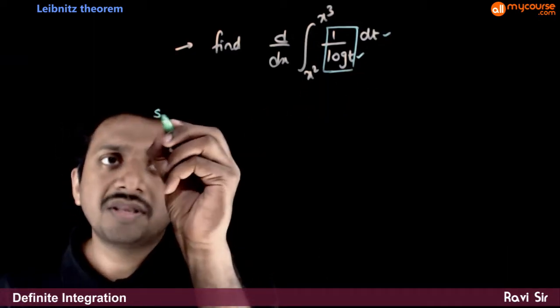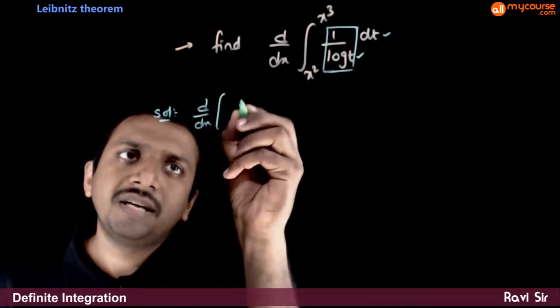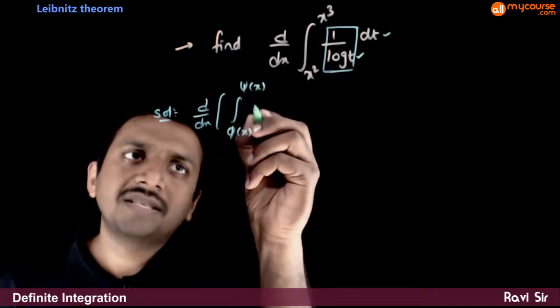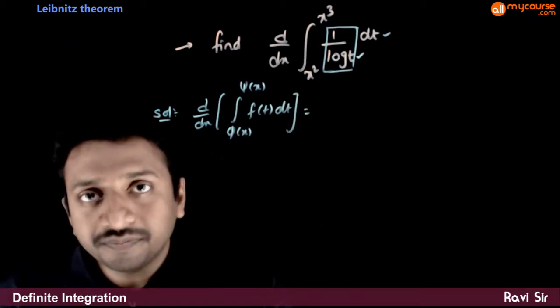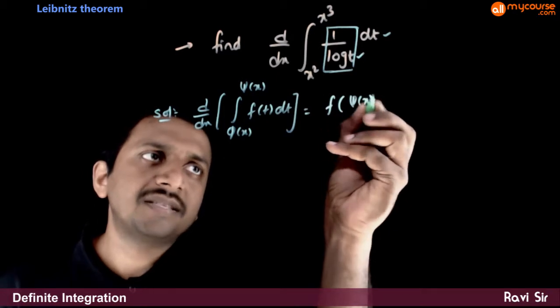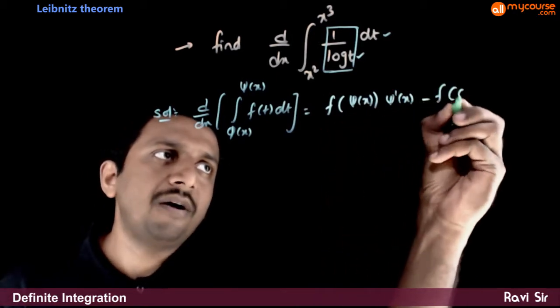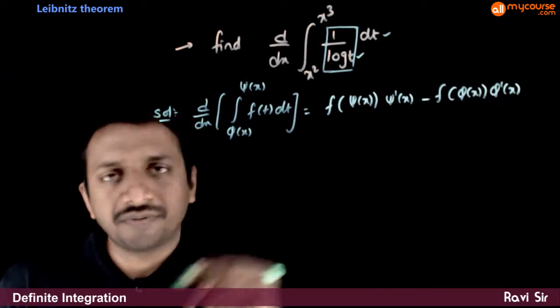So I'll use the first formula which says that d by dx of integration phi of x to xi of x, f of t dt is equal to f of xi of x into xi dash of x minus f of phi of x into phi dash of x.